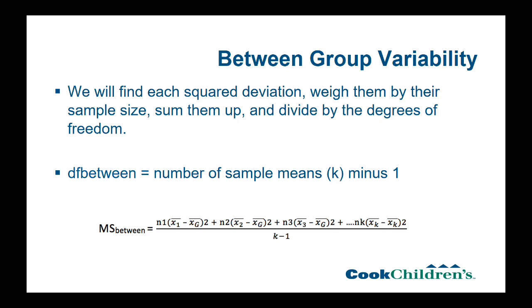After calculating the sum of squares of the between group variability, the next step to determine if there's a difference in the means or not is to find the mean square between the variability. And that's the formula that you use to calculate that.